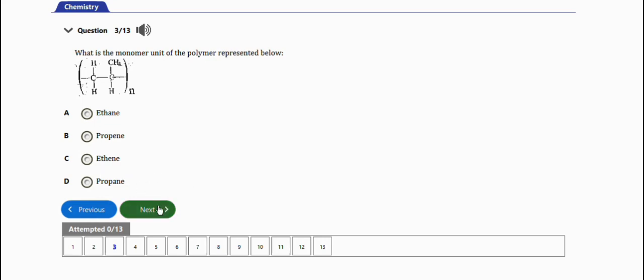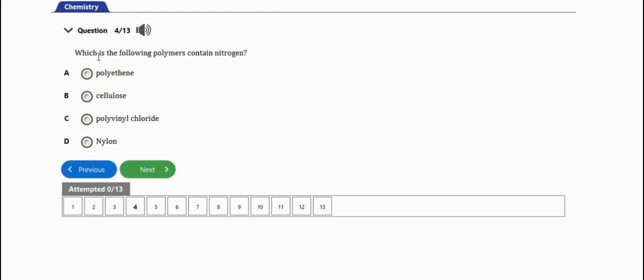The next question will be this one. It says, which of the following polymers contain nitrogen? We have polyethylene, we have cellulose, we have nylon, we have polyvinyl chloride. So the right answer is option D, nylon. So nylon is a polymer that contains nitrogen.